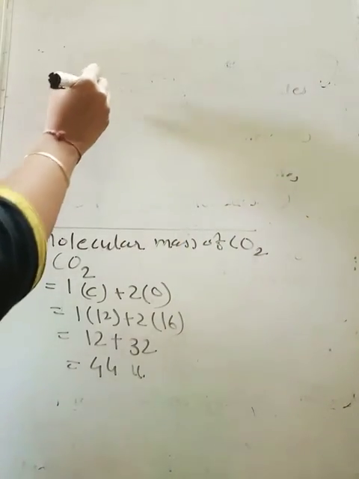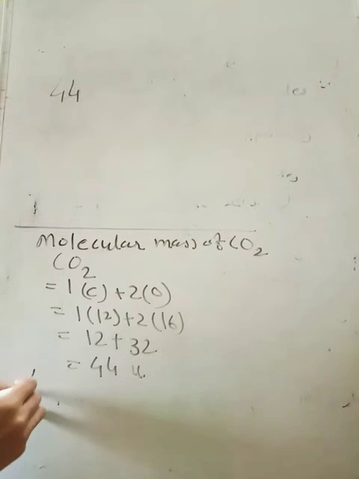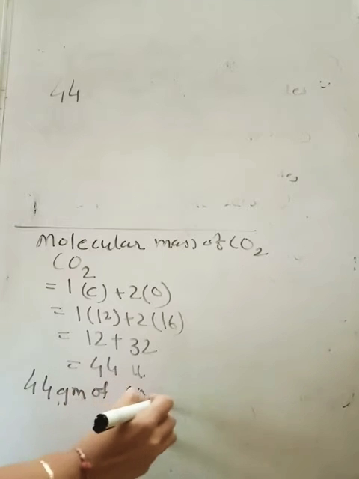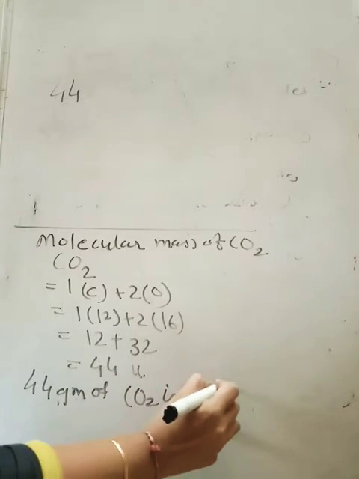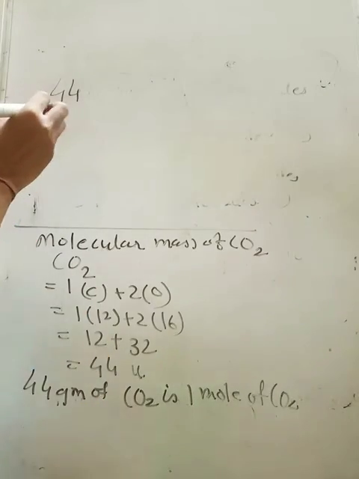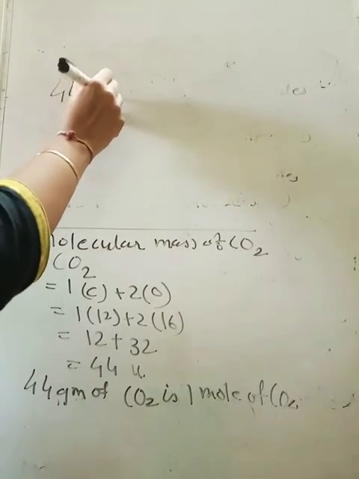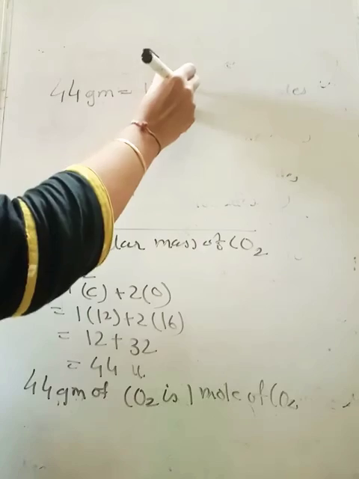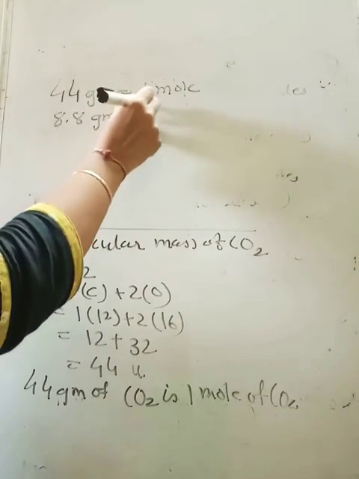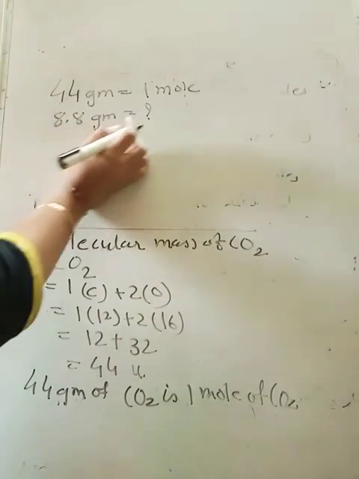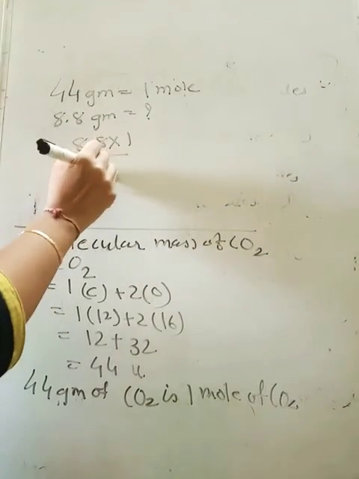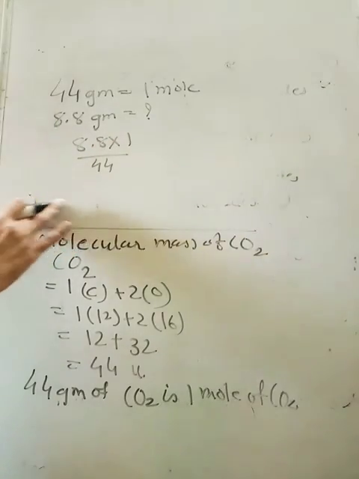So we can write down that 44 grams of carbon dioxide is 1 mole of carbon dioxide. So 44 gram is 1 mole. तो अपने पास कितना है? 8.8 ग्राम ना. So how much? So just do it. 8.8 multiply by 1 divide by 44.